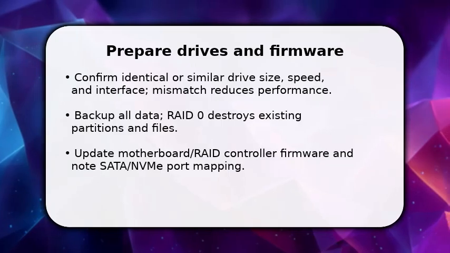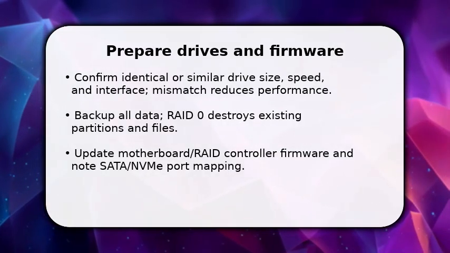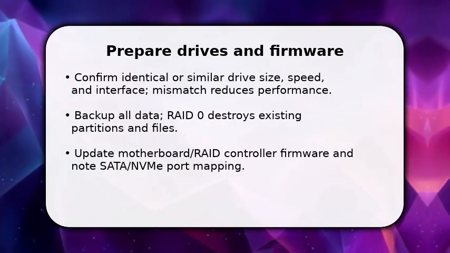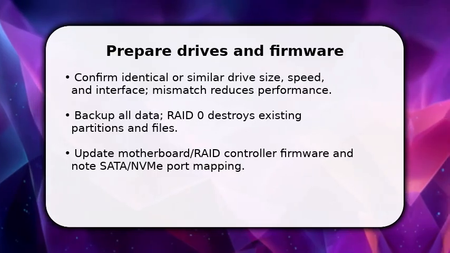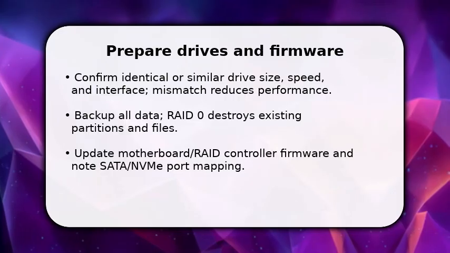You start by prepping the hardware. Install both drives into their SATA or NVMe slots and confirm the controller sees them. You need identical or closely matched capacities for optimal striping. Otherwise, usable space equals the smallest drive.